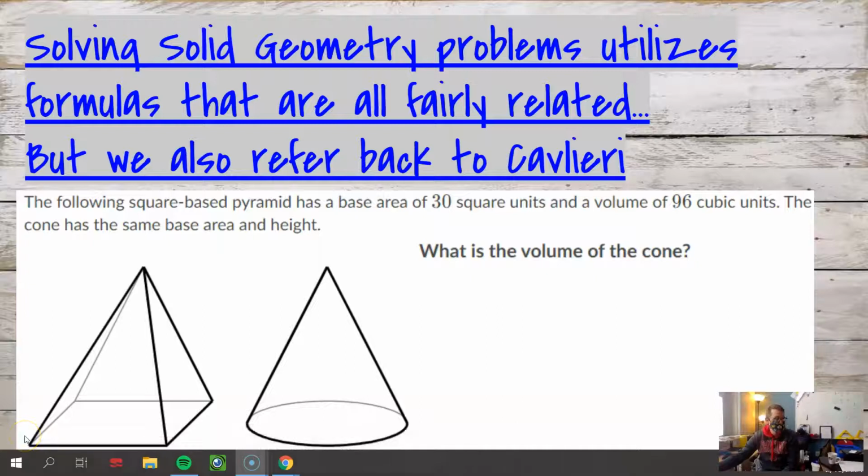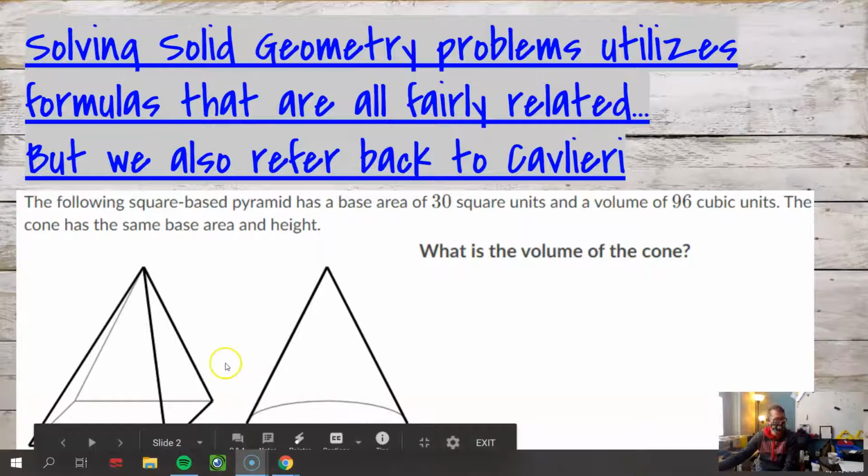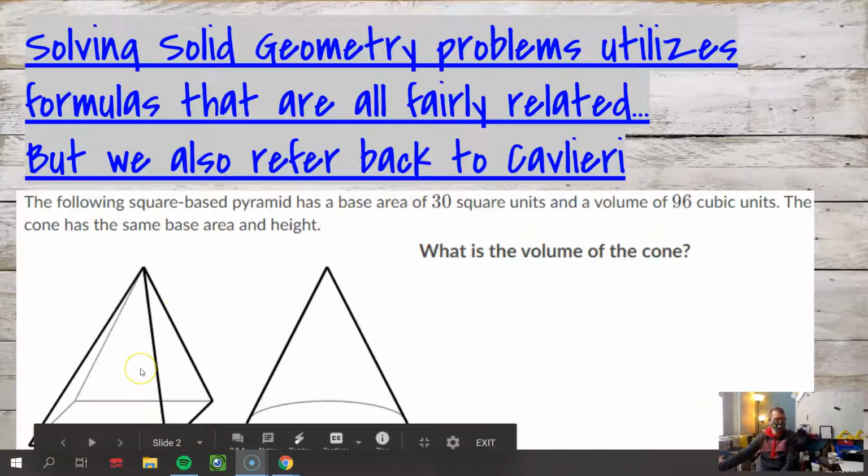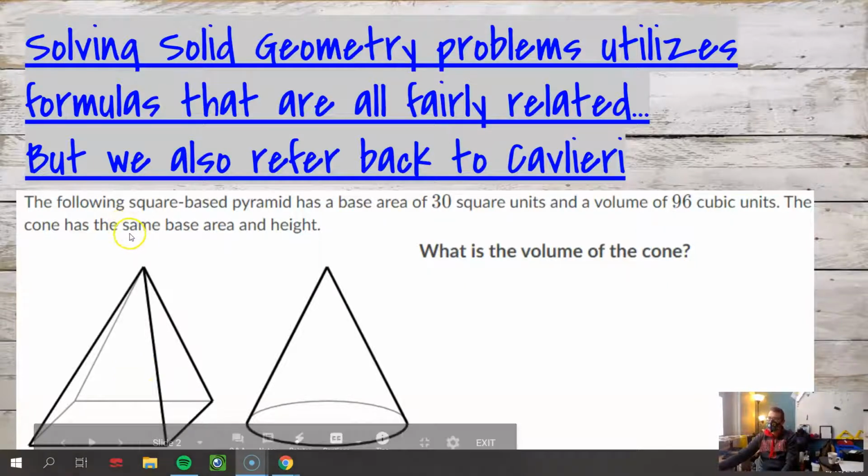Any polygon can be broken up into triangles, right? So there are different manipulations of how we can deal with the base that is not a triangle or a square. But from here, we could take the 96, multiply it by 3 actually, then divide, or solve it in a couple different ways. We could get a height of 9.6, but that's not really necessary, right? Because they tell us we have the same base area and height.